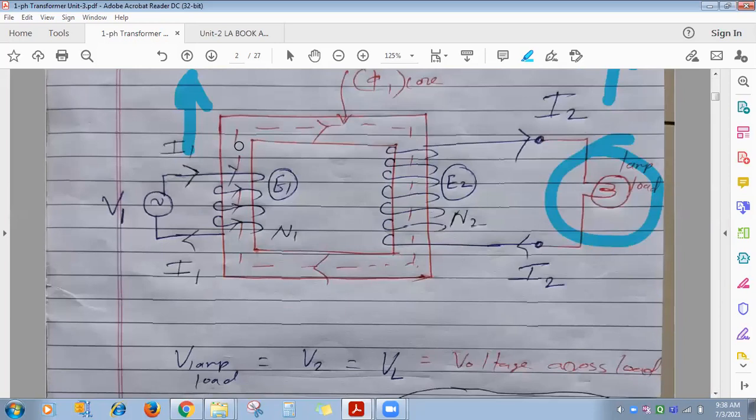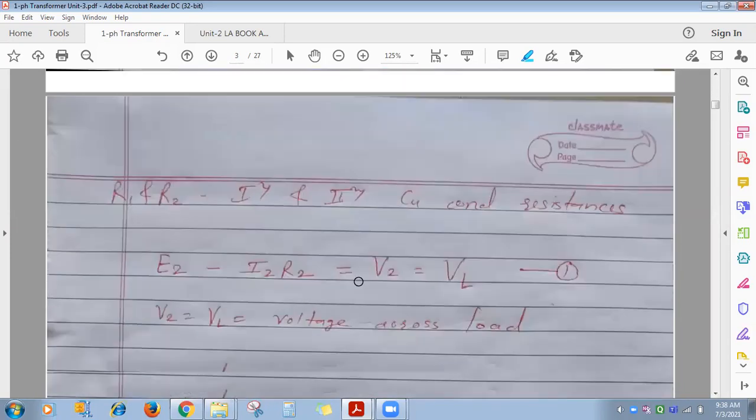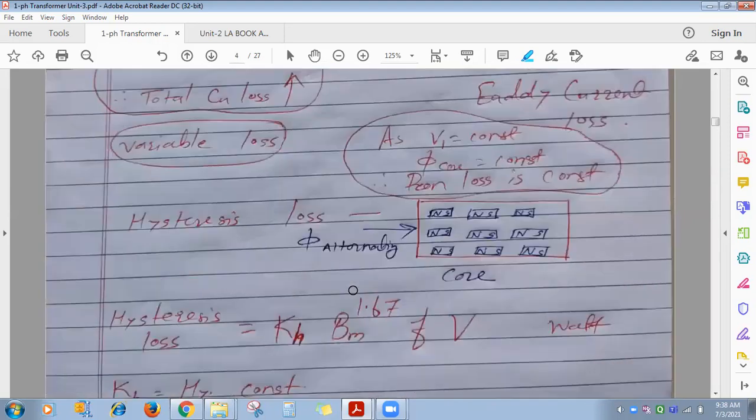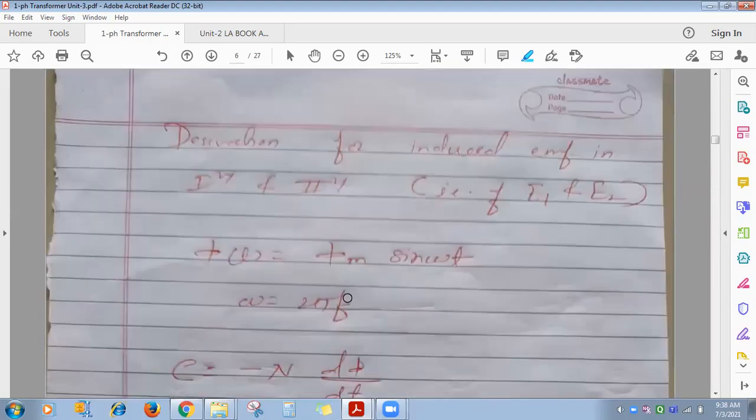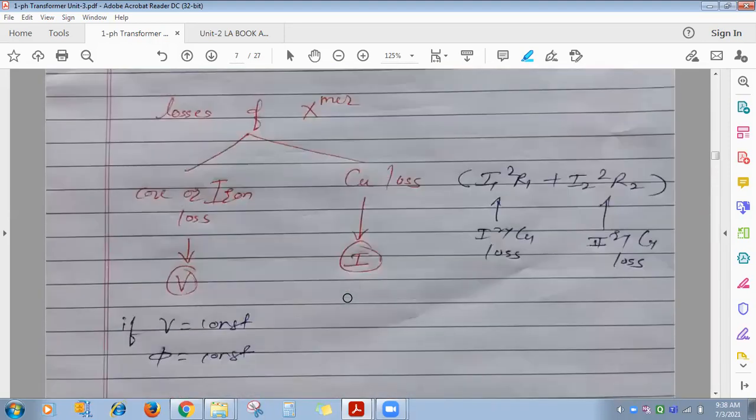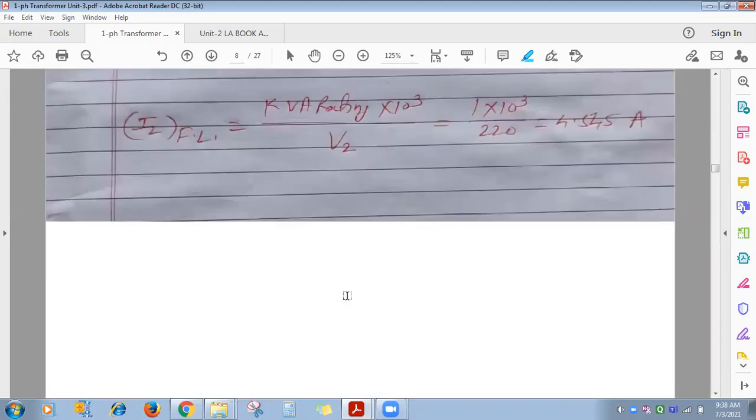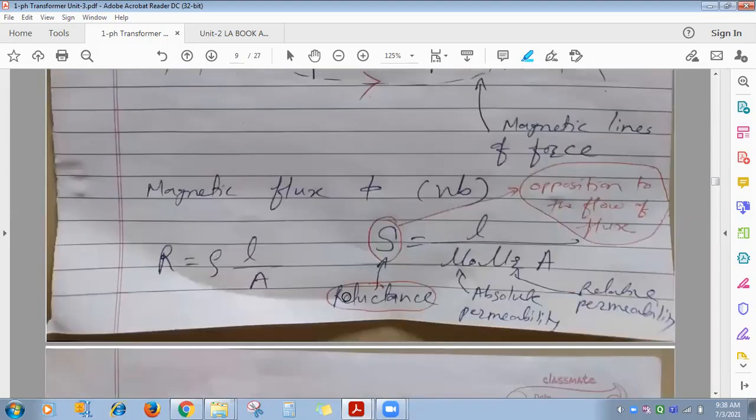And that's why flux in the core remains constant. This transformer is called a constant flux machine. Flux in the core of a transformer remains constant. How? See, as load increases, I2 increases. Is this clear to everyone up to this?